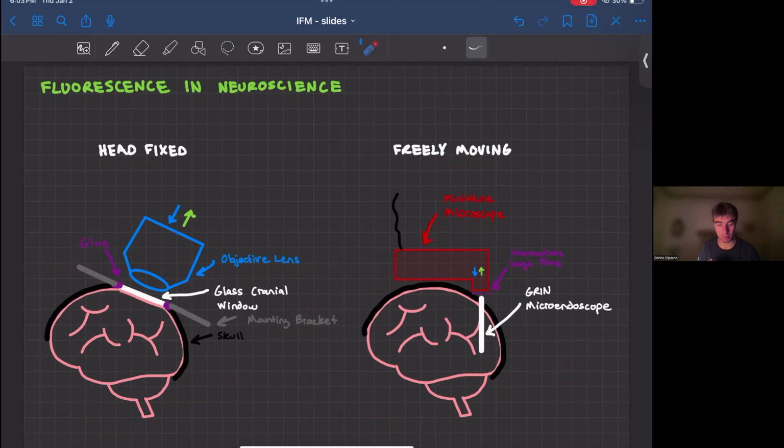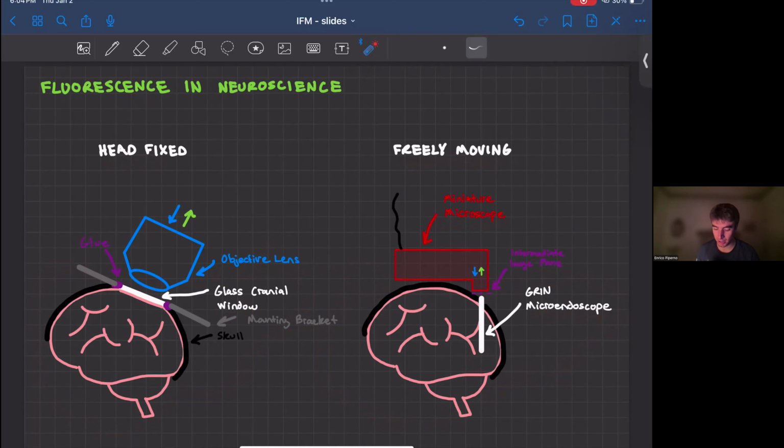However, it is most commonly found for head-fixed mice to have cranial windows and for freely moving mice to have the microendoscope. As you might expect, a main advantage of the microendoscope is that we can peer deep within brain regions of interest. Also, another advantage of freely moving mice is that we can image natural phenomena.